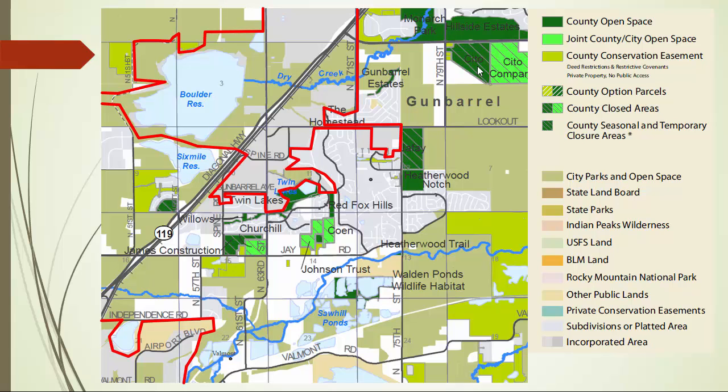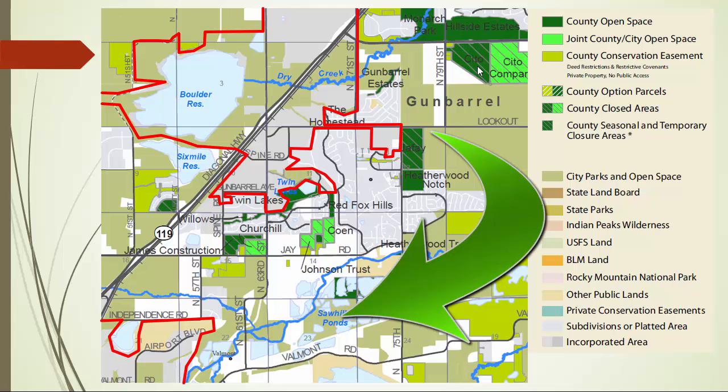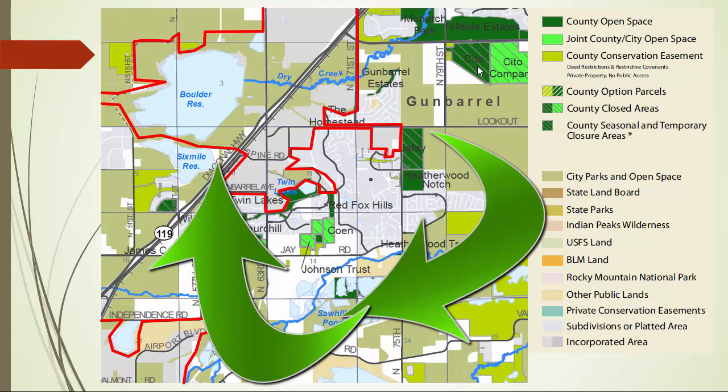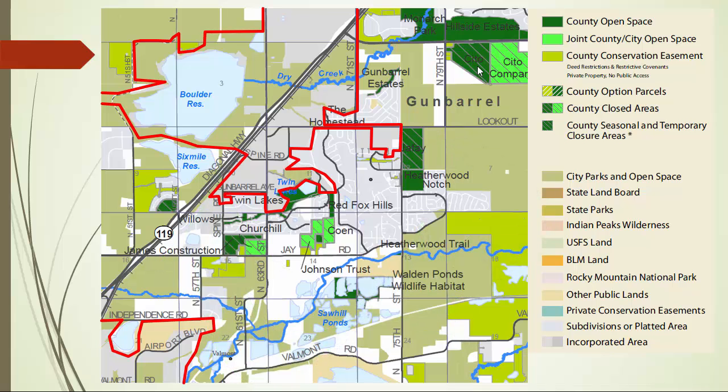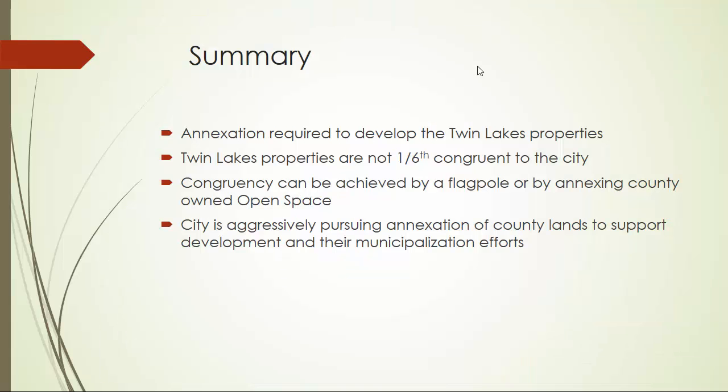So here's a map of Gun Barrel. The city limits are approximated by the red line. And as you can see, Gun Barrel is surrounded by city and county-owned open space. Is it that complicated to create an enclave? Could this be the endgame for the city? Look, I'll let you decide. My job was just to give you the information. On that note, let's wrap this one up.